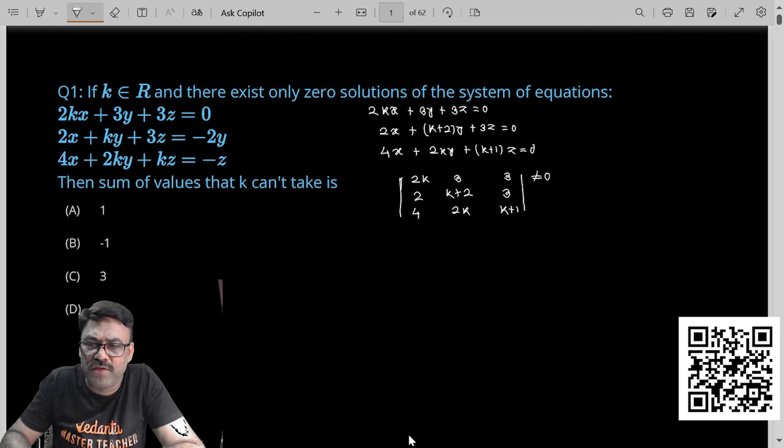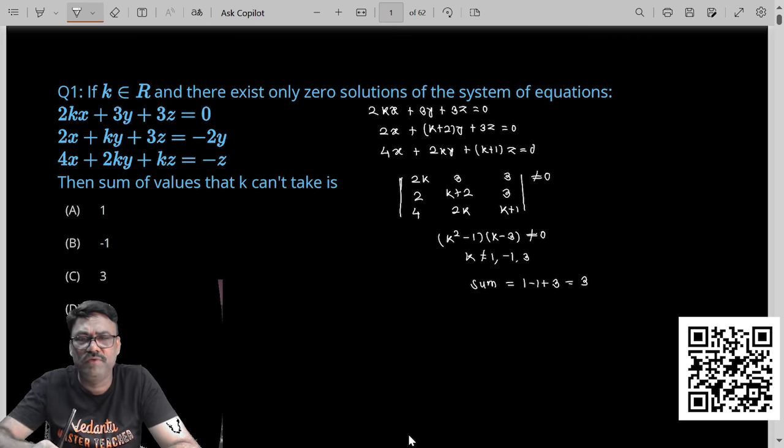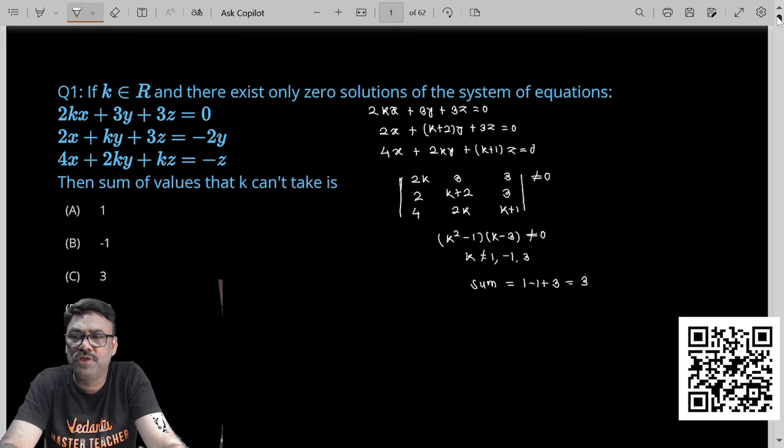Now if you expand this determinant, you will get k square minus 1 into k minus 3 not equal to 0. So finally you will get k not equal to 1, minus 1, 3. So what is the sum of these three values? The sum of these three values is 1 minus 1 plus 3, which is actually 3, right? Very easy question. So let's move to the next question.